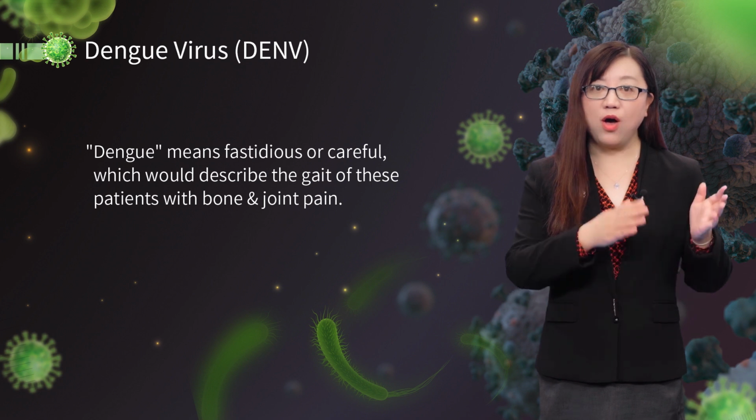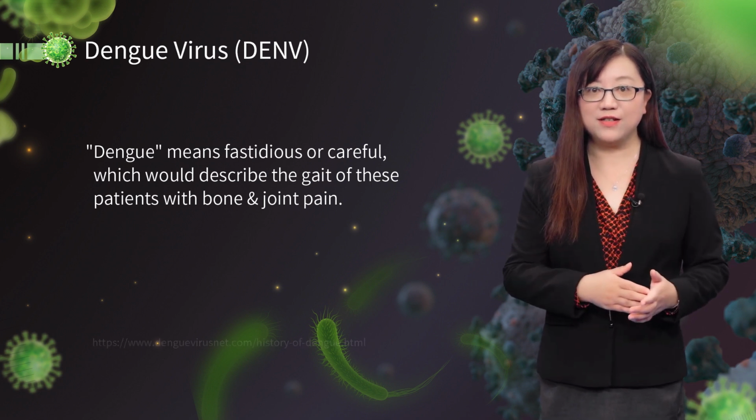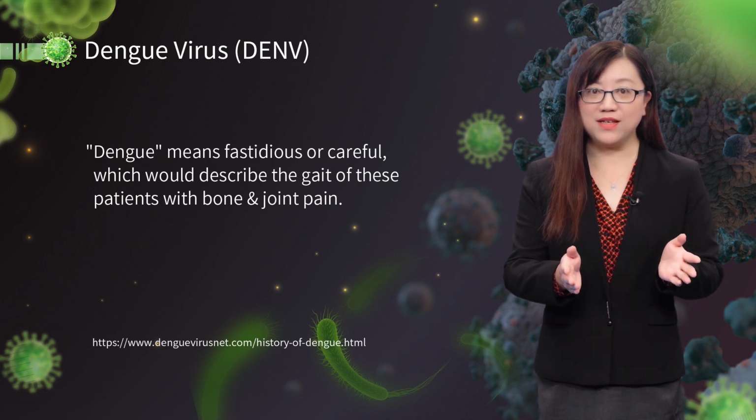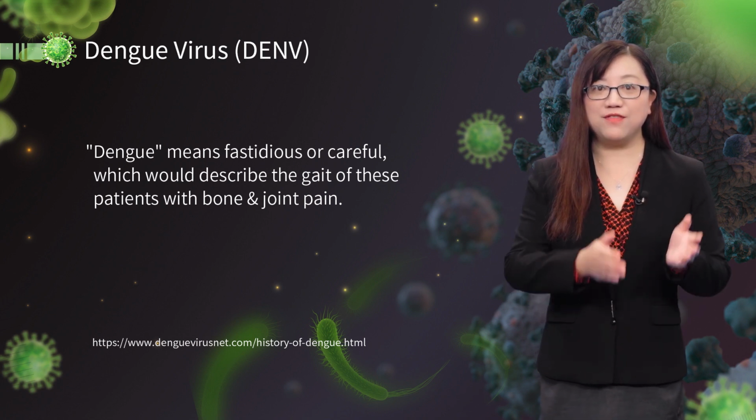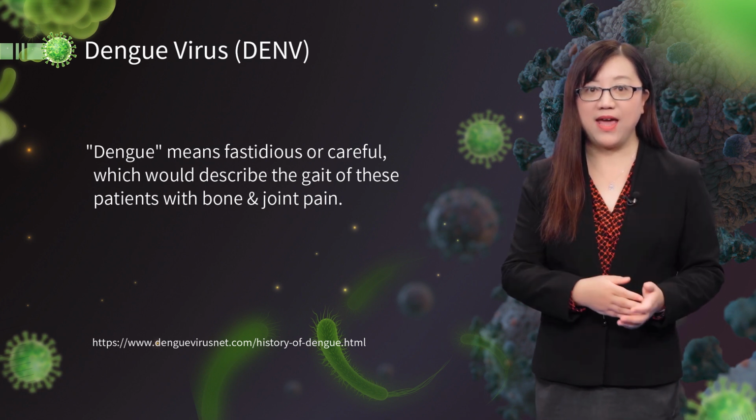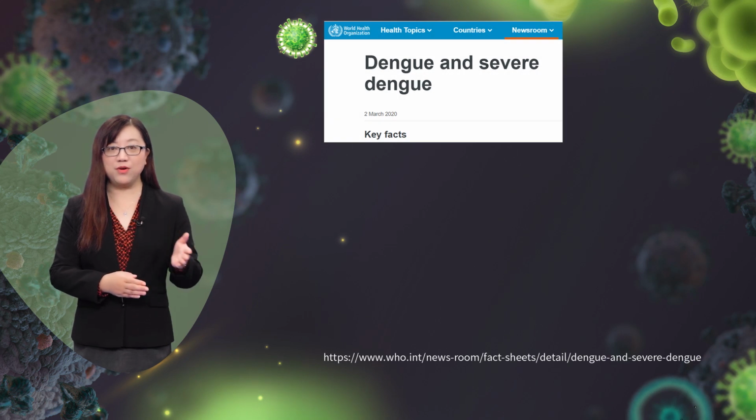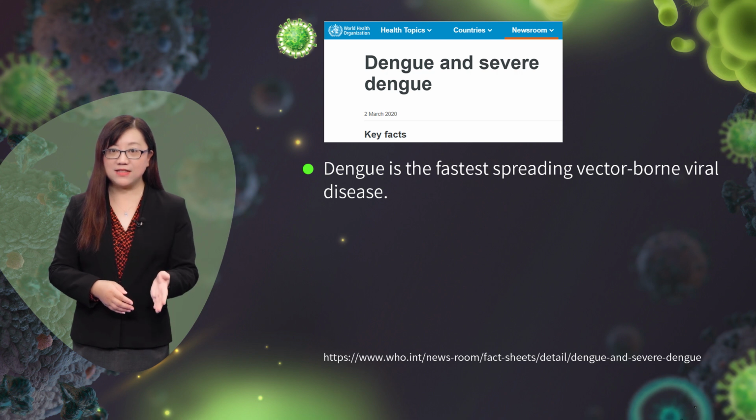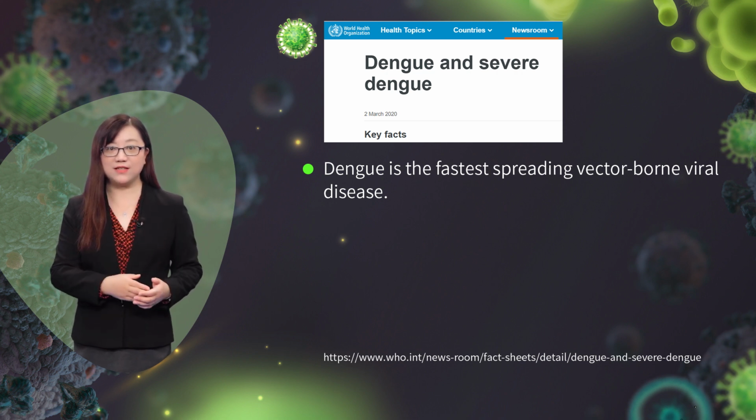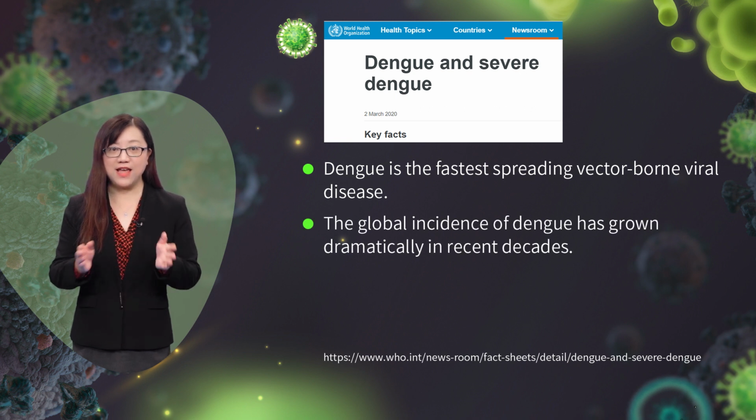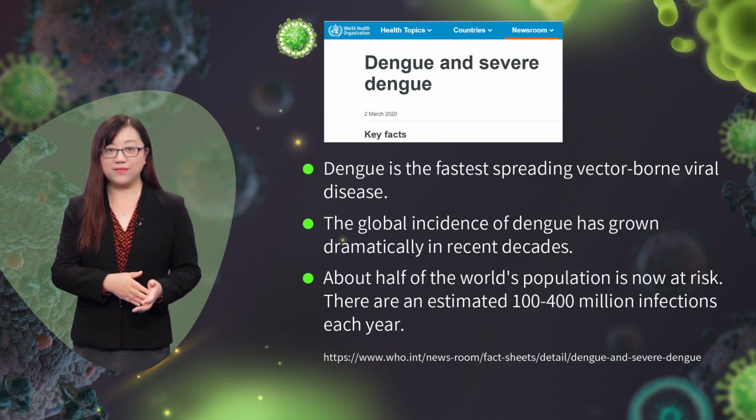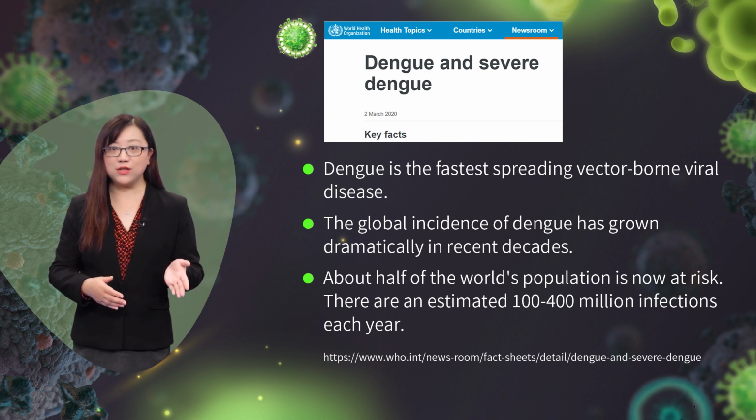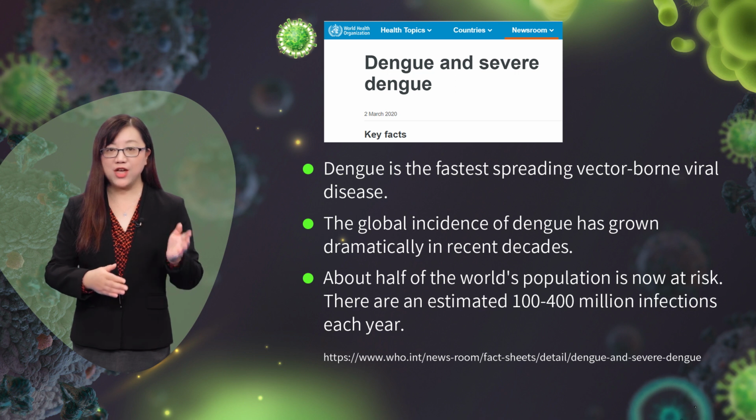Dengue virus. The origin of the word dengue is not clear, but one theory is that the word dengue means fastidious or careful, which would describe the gait of these patients with bone and joint pain. Here is some information from the WHO website. Dengue is the fastest spreading vector-borne viral disease. The global incidence of dengue has grown dramatically in recent decades. About half of the world's population is now at risk. There are an estimated 100 to 400 million infections each year.